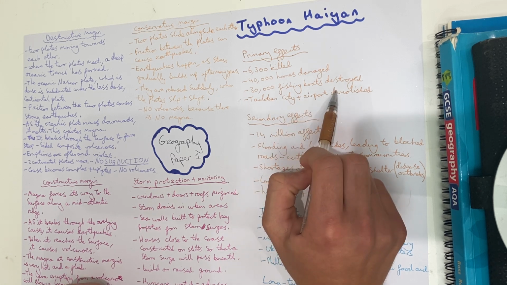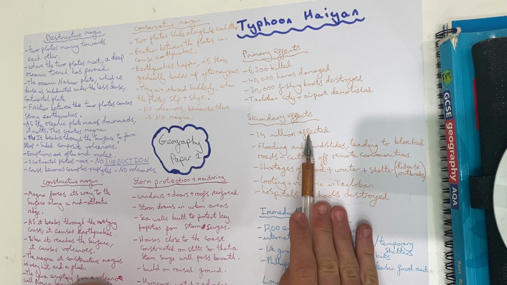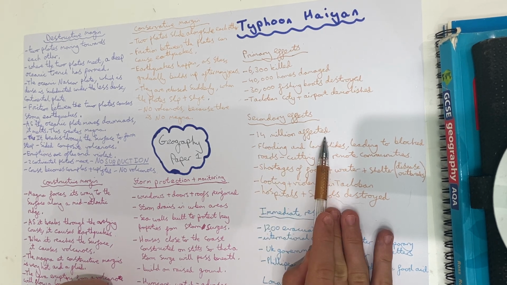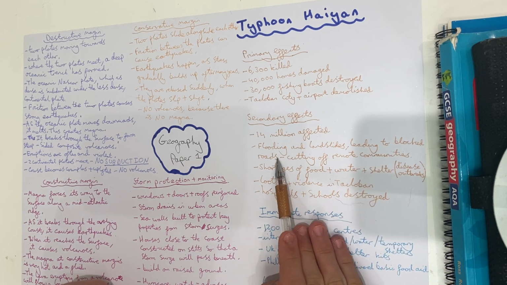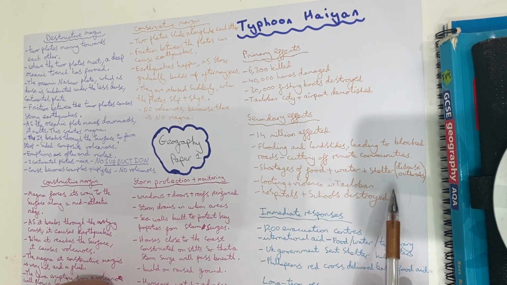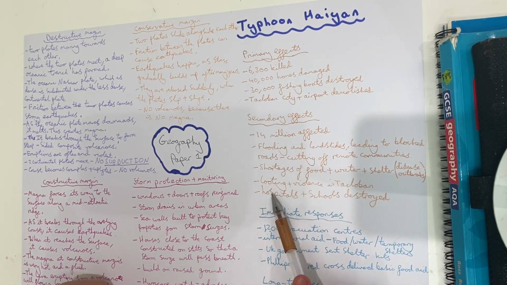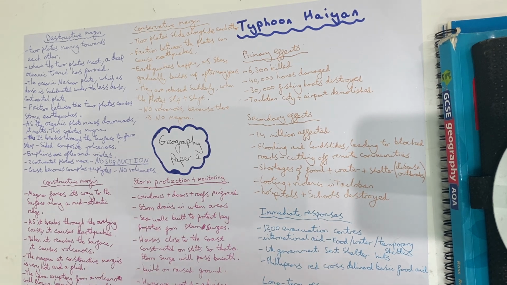and Tacloban city and airport has been demolished for primary. And then secondary, 14 million people have been affected, flooding and landslides leading to blocked roads, shortages of food, water and shelter causing disease outbreaks, looting and violence in the city of Tacloban, and hospitals and schools destroyed.